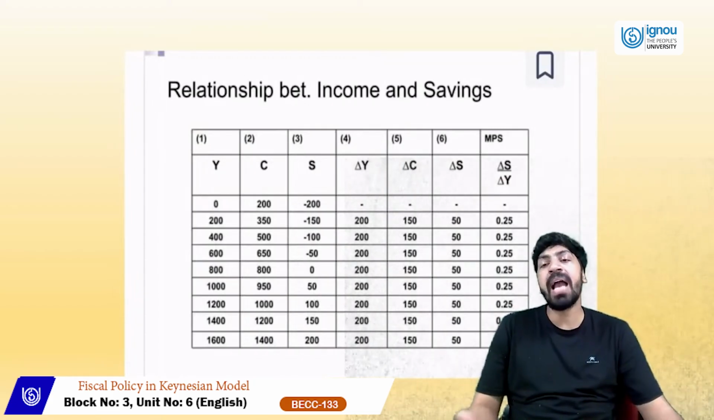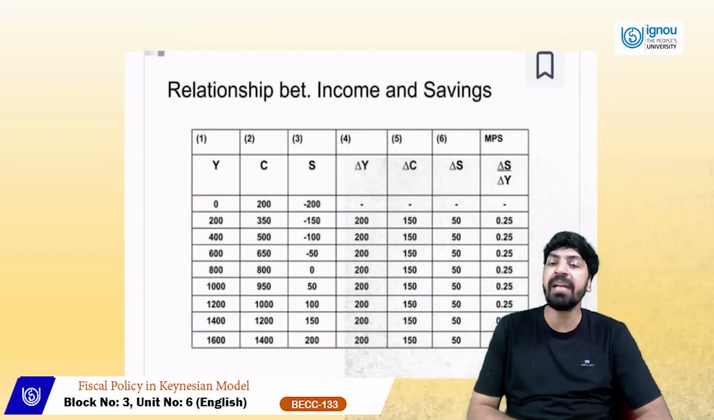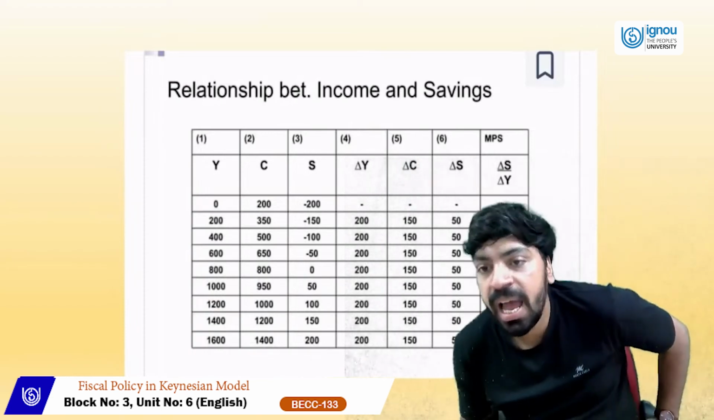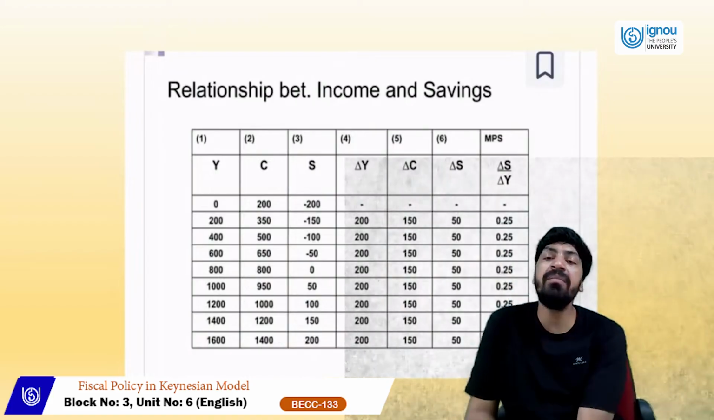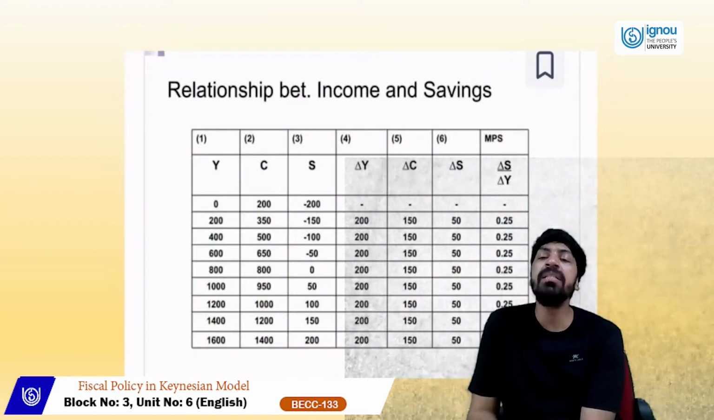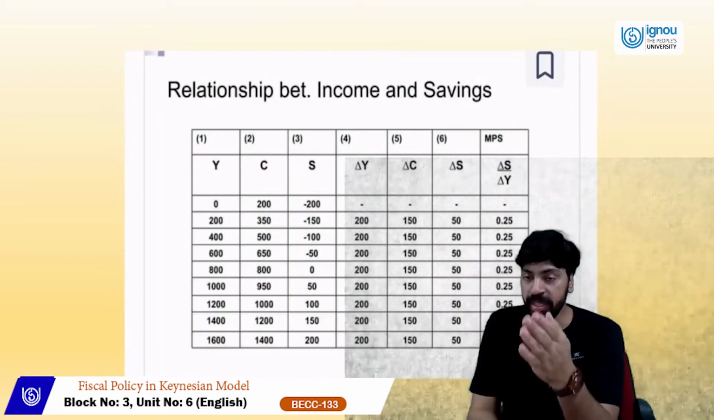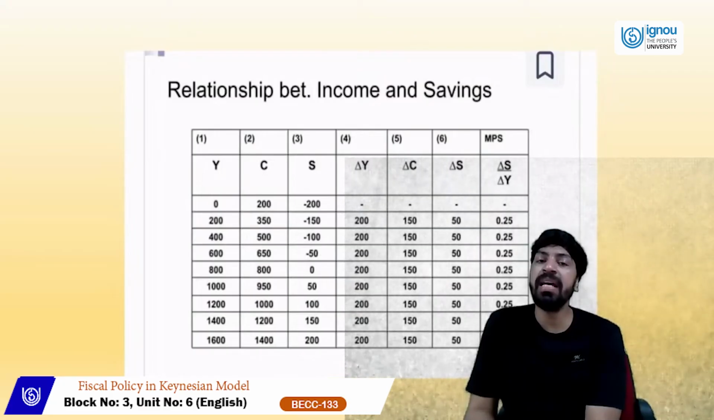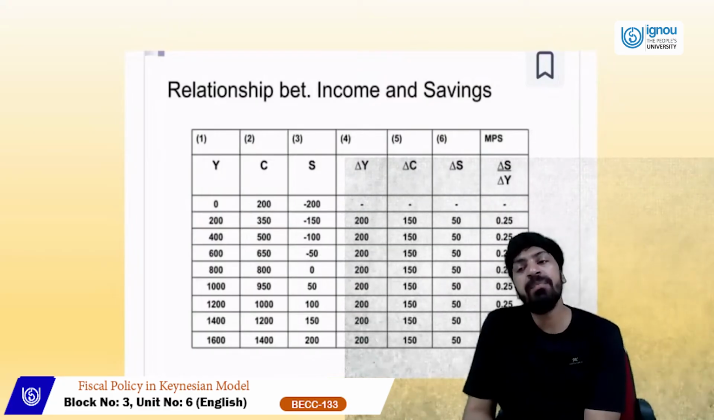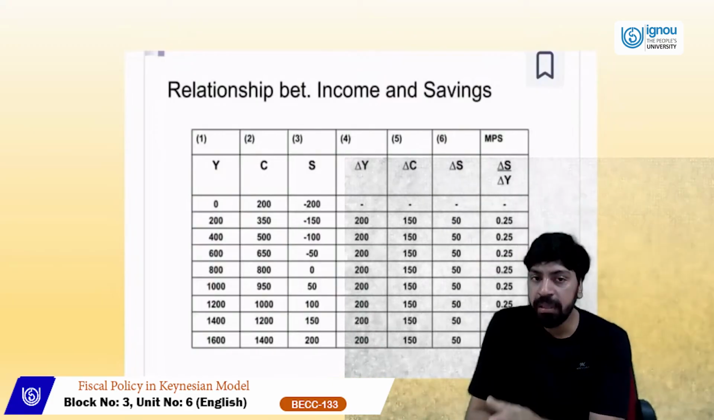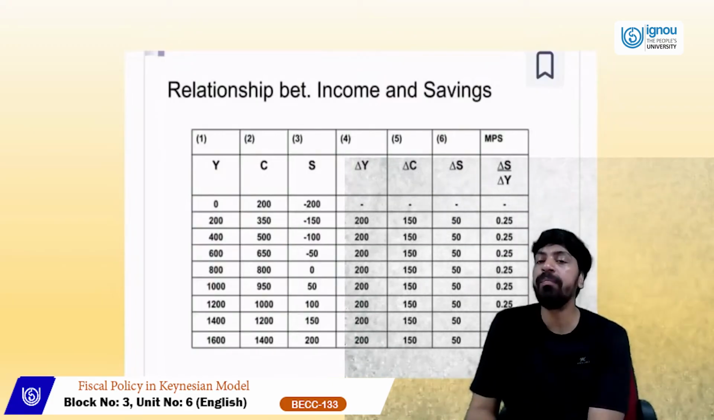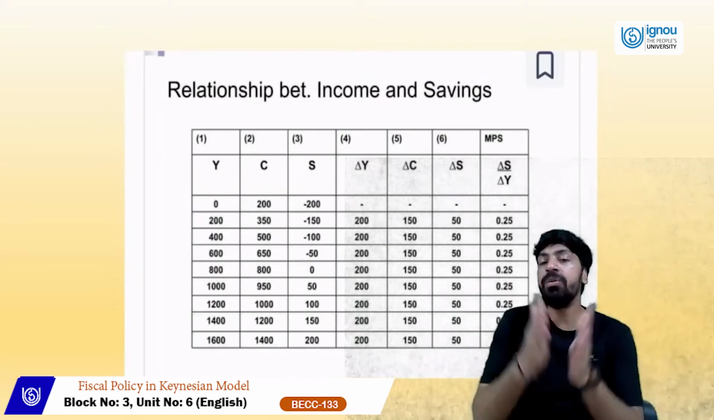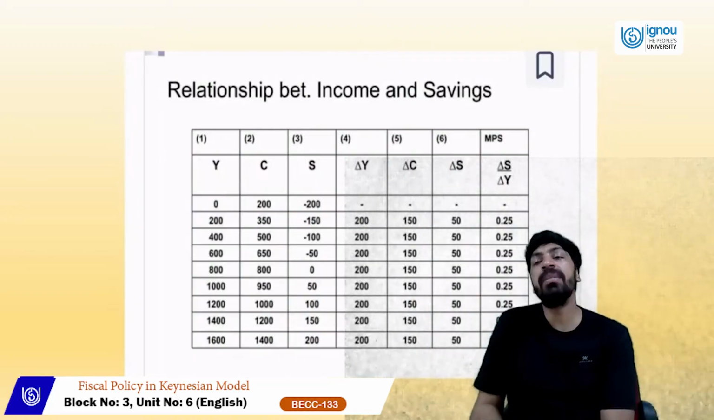So automatically we have calculated the marginal propensity to save, that is delta S by delta Y. So delta S is 50 and delta Y is 200. So the ultimate value that we estimated is 0.25. Once we calculate delta S by delta Y one by one, you will get 0.25 in the whole column, right? So this is called MPS, and this is how you calculate the MPS step by step.